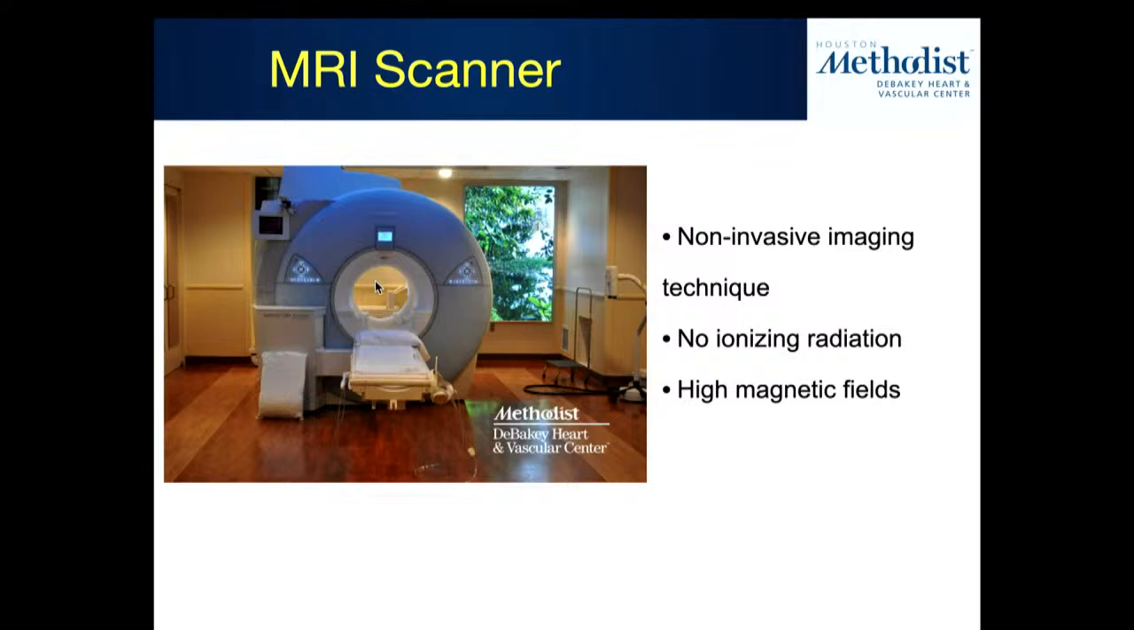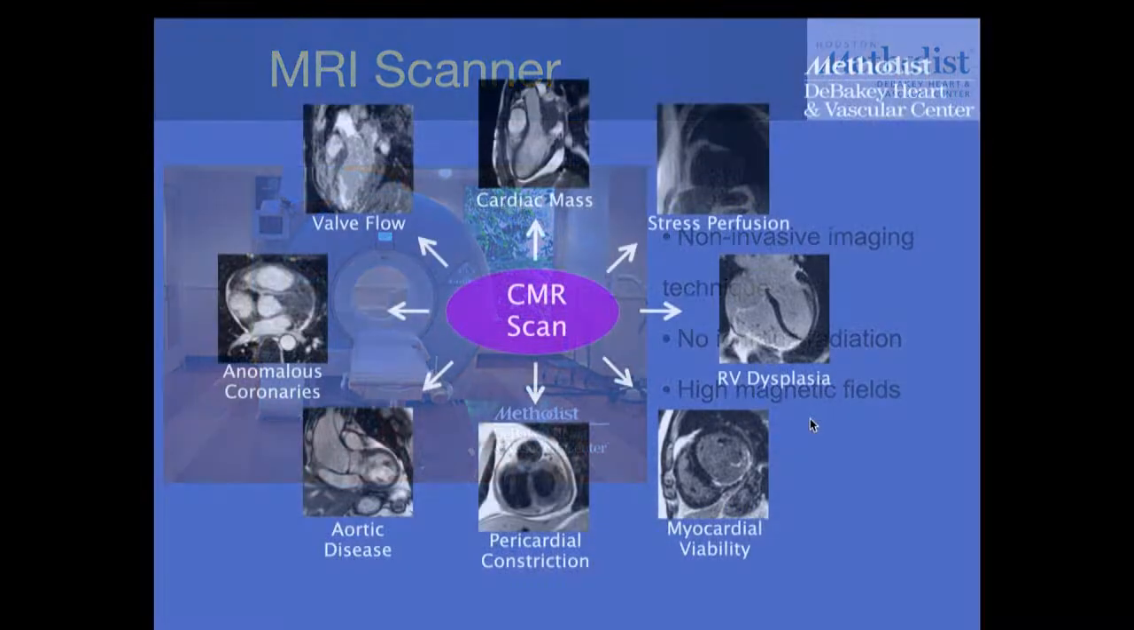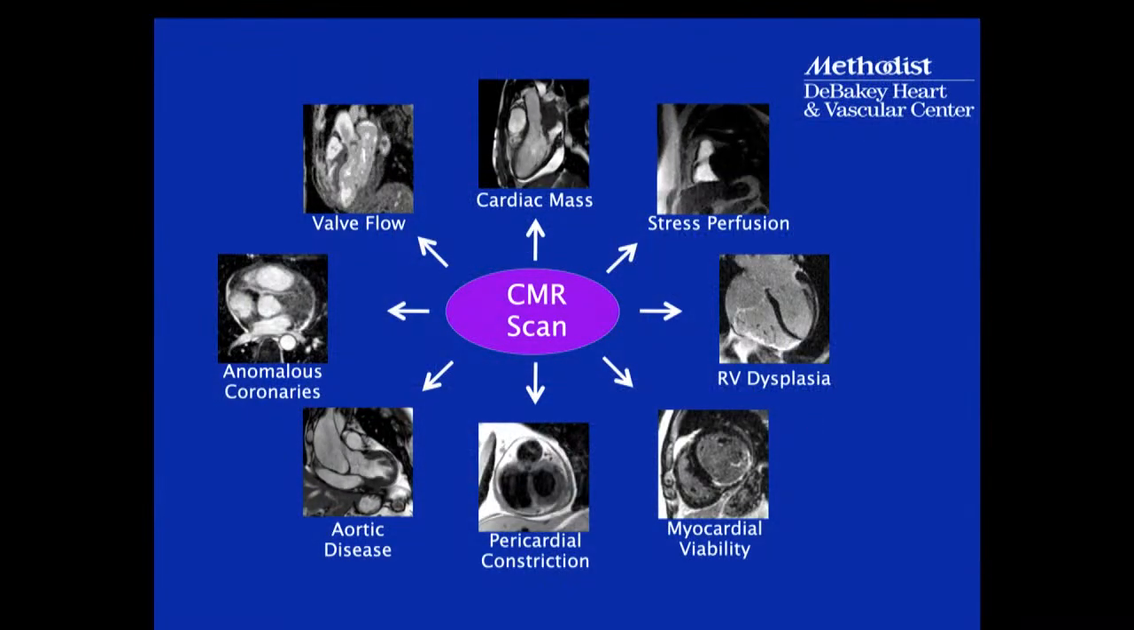So a couple of things with MRI. One is it's a non-invasive technique, it doesn't require any ionizing radiation, but it uses high magnetic fields. That's the approach used to actually generate the images. And these are a variety of different images that you can generate, showing that there's a variety of different applications you can use cardiac MRI for, whether it's for valvular heart disease assessment, to measure flows, cardiac masses, stress perfusion for looking for coronary ischemic heart disease, cardiomyopathies like RV dysplasia, ischemic heart disease, pericardial disease, and also aortic disease.